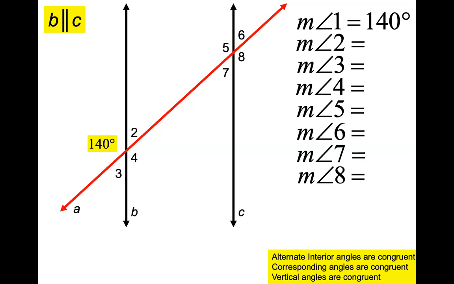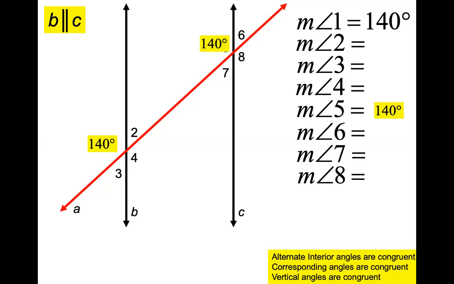180 minus 140 is 40. So how big is angle 2? Boom, you did it. There's geometry. Angle 2 has got to be 40 degrees. But wait a minute. We know that 2 parallel lines cut by a transversal also has a corresponding angle. What angle corresponds to this one? Angle 5 does. So if this is 140, how big is angle 5? Angle 5 has got to be 140 as well.